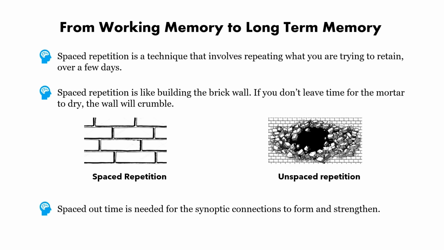Spaced out time is needed for the synaptic connection to form and strengthen. Therefore, for you to form strong neural connections in your brain, you have to space your repetition. That spacing enables your neurons to connect strongly, and you keep that information for a long period of time in your long-term memory.